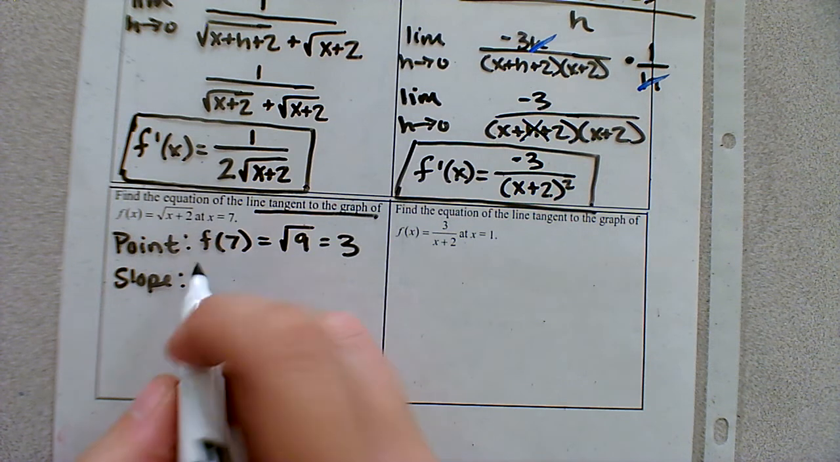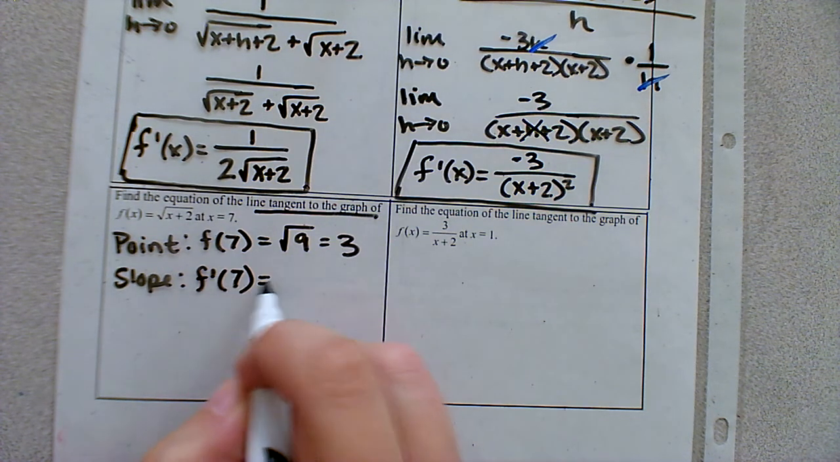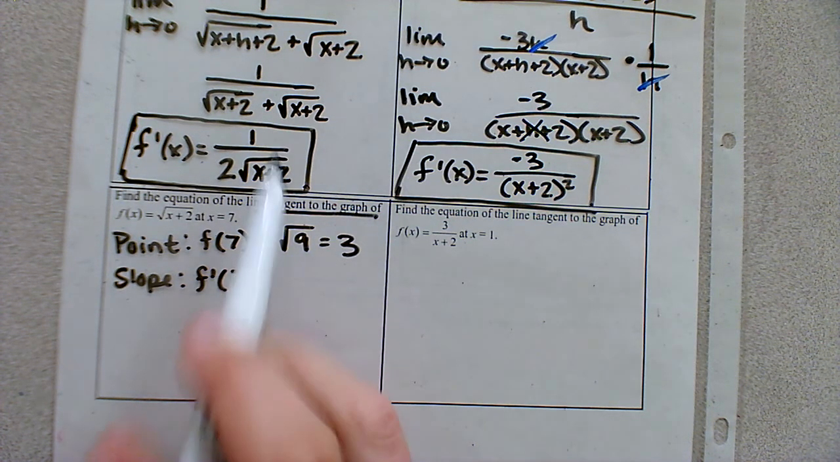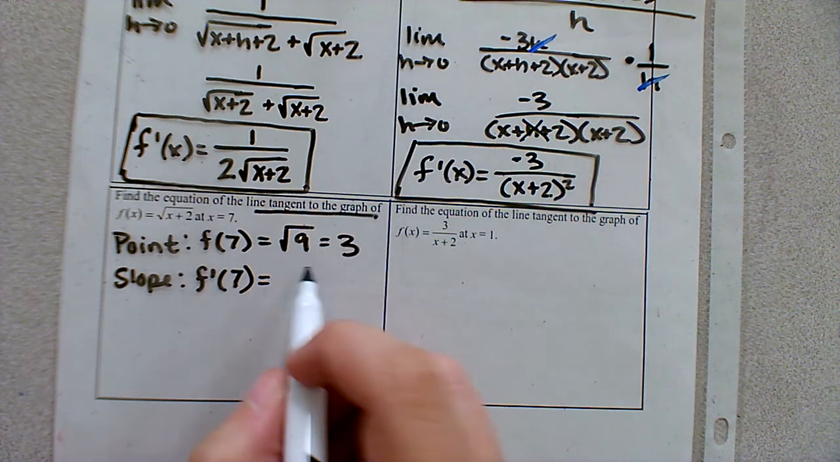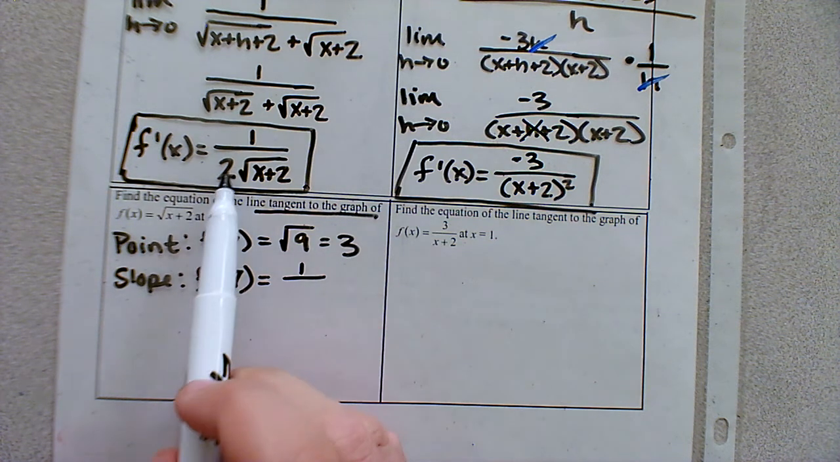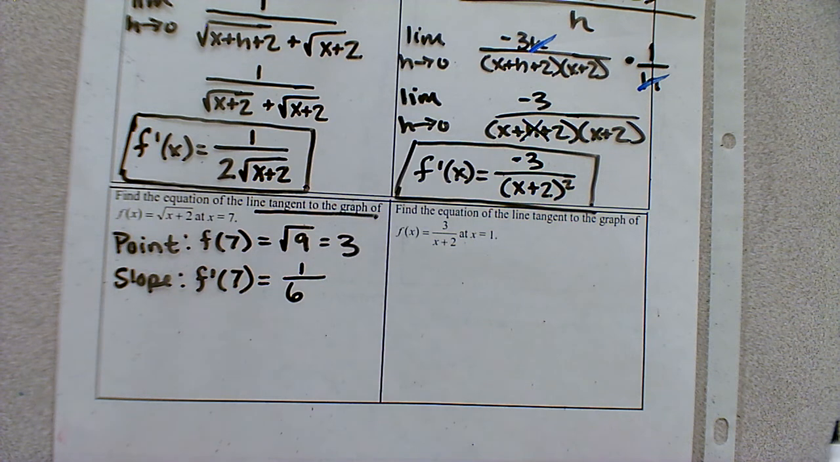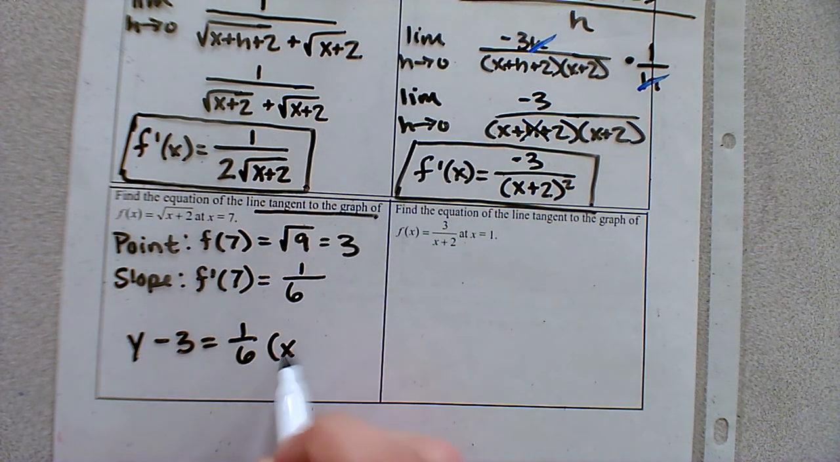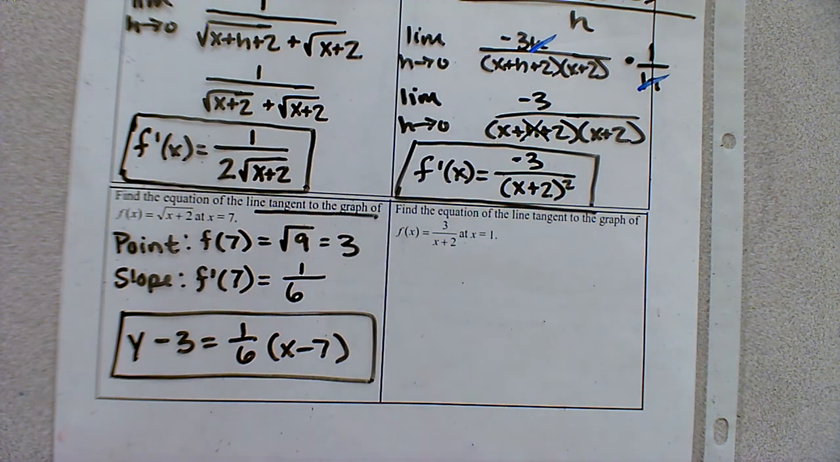The slope of our line comes from the derivative. Remember, slope or derivative means slope of tangent line. So in our derivative that we found above, we're going to go ahead and plug in 7. So we would have 1 over 2 times 3, which would be 1 over 6. Now that we have a point and a slope, we could simply write our point-slope form equation, and we'll call it a day. You can leave it exactly like that. Point-slope is going to be your new best friend this year.